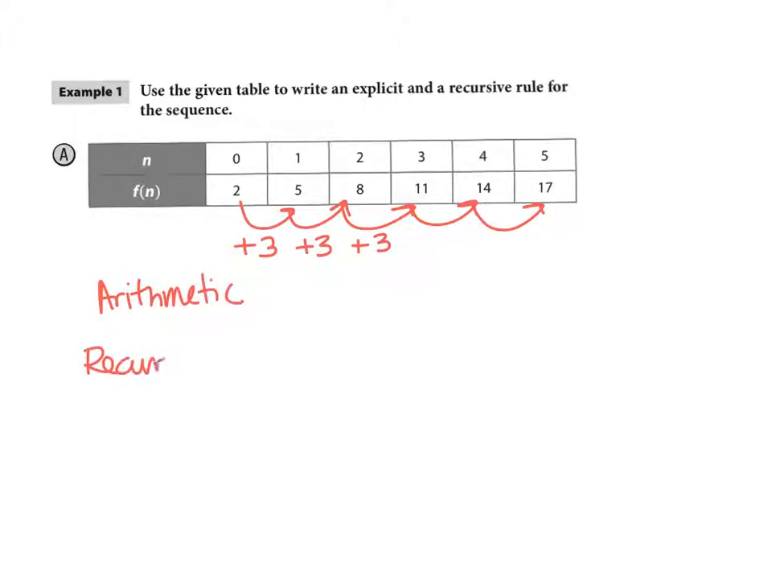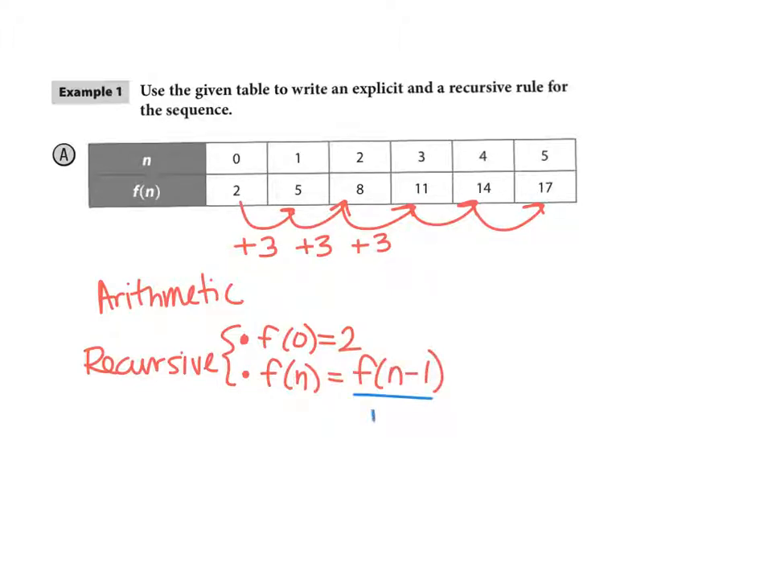So recursive, we have to define where we're going to start. Remember, recursive has 2 parts. Where we're going to start, and that's going to be that f of 0 equals 2. And then we want to say, to find each term, I take the previous term, f of n minus 1. That whole part right there means previous. I take the previous term, and think about what you are doing every time. You're adding 3. So I take the previous term, and I add 3. Done with recursive.